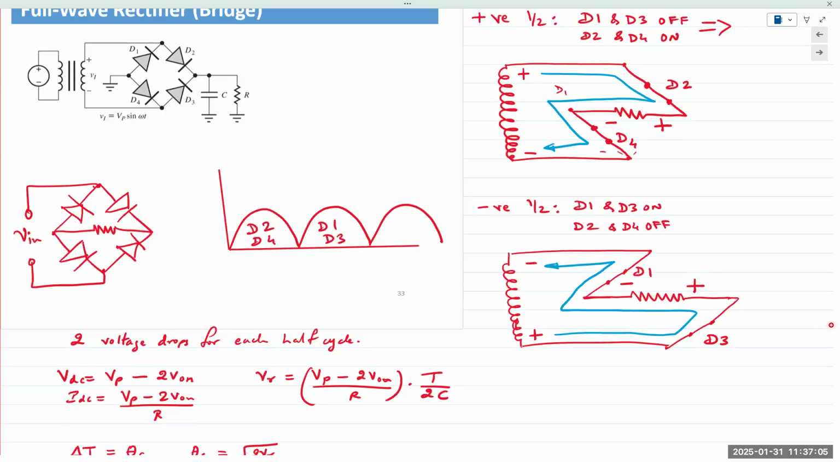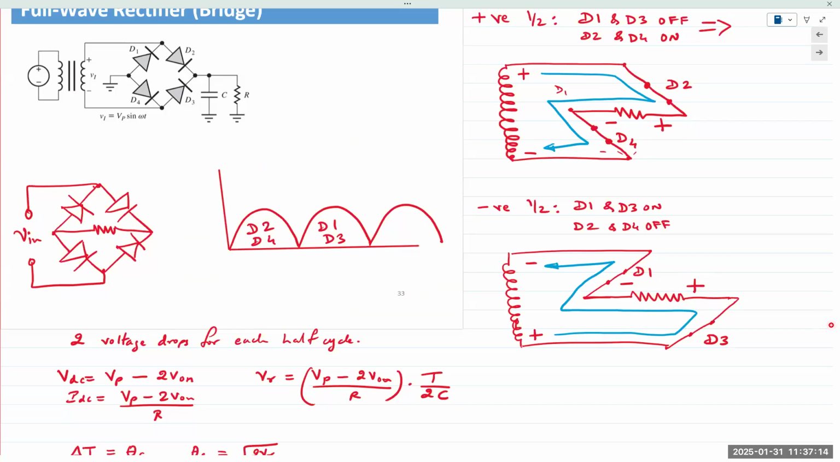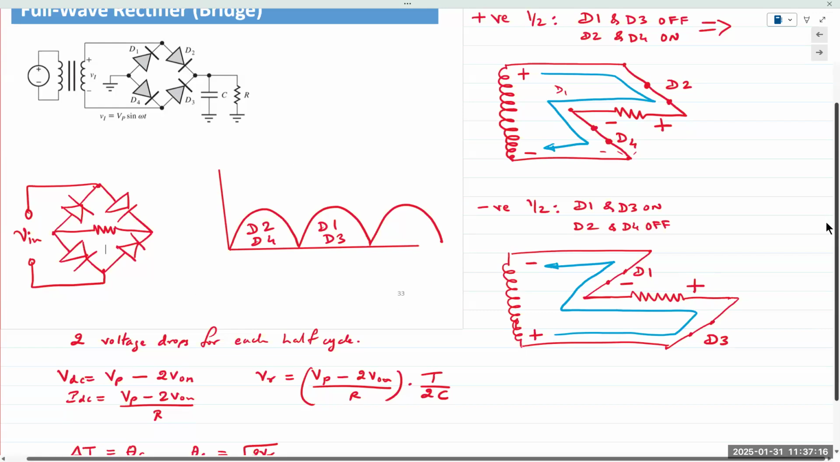So when we look at V out, we see simple mountains like this. Full wave rectified output. Okay, full wave rectified output. Let's take a pause. Let me know if you have other questions.